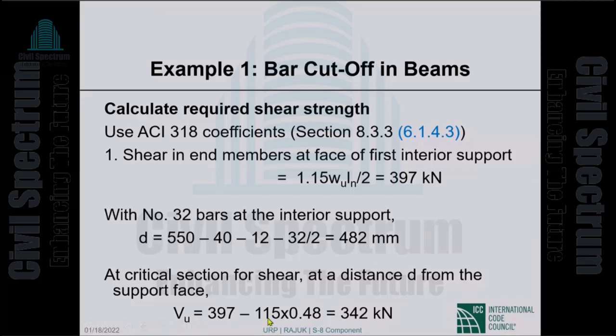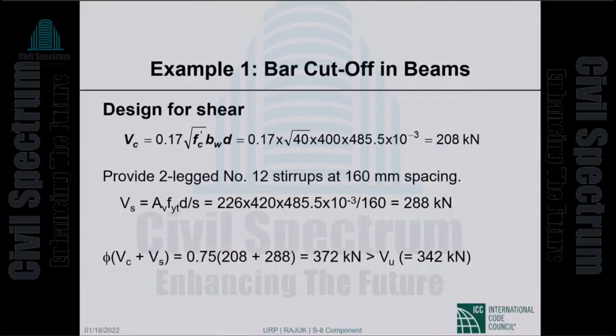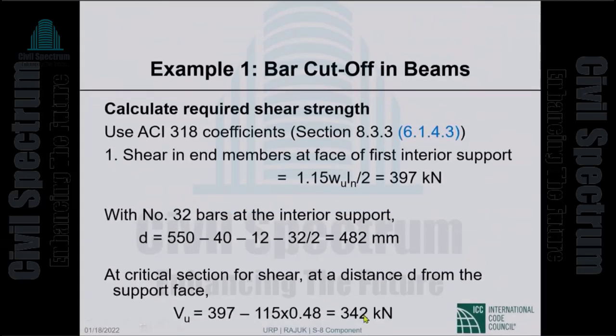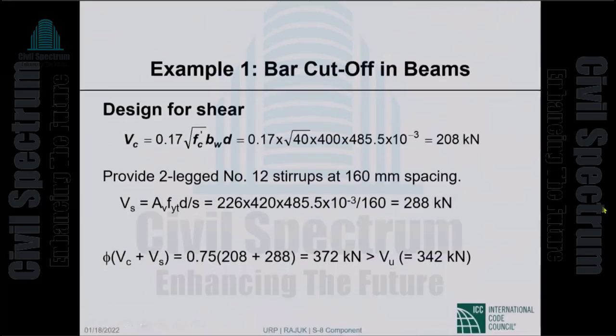At that critical section, the shear goes down from 397 to 342 kilonewtons. Okay. The shear that concrete can carry, 0.17 square root, in our units 2 square root of f sub c prime, comes to 208 kilonewtons. So we have a shear of 342 required shear strength. Concrete can carry 208.